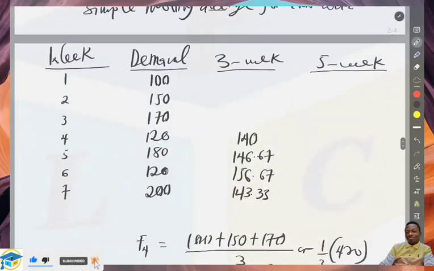So here for week 6, using the 5-week data, we have 144, and when you follow suit to find week 7 too, you have 150, right? So you can compute that on your own and see whether they are actually true. So this is what we call the simple moving average, which takes into account equal weight being placed on the past data to determine the forecast for the coming week. So let's take note of that.